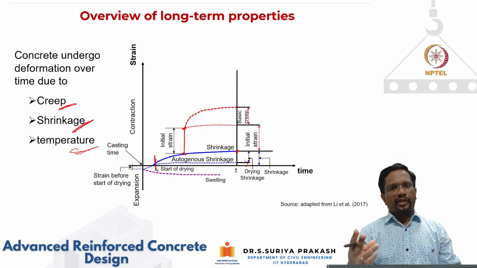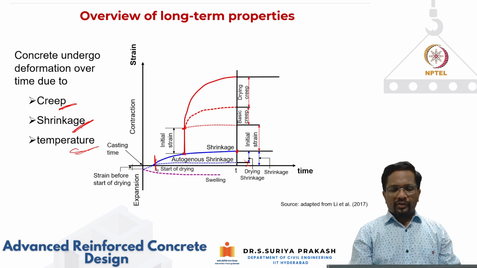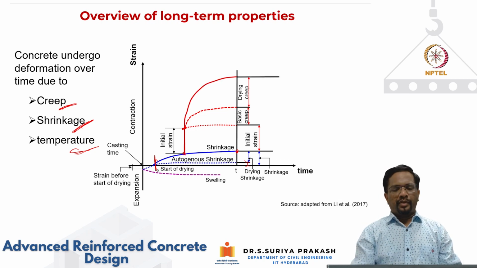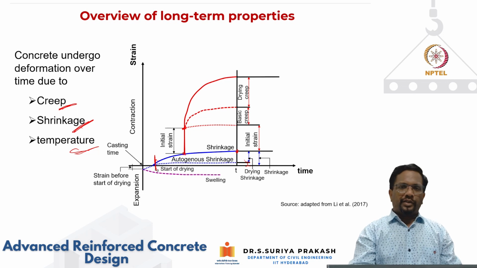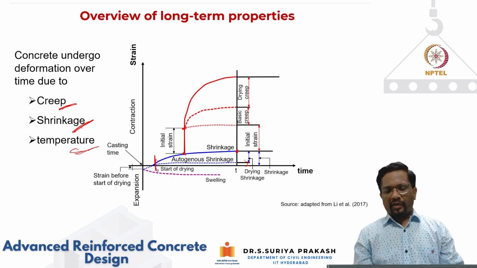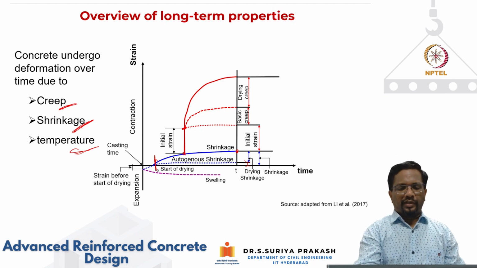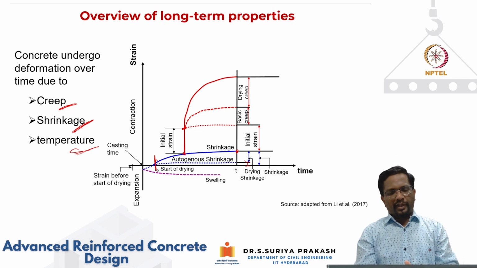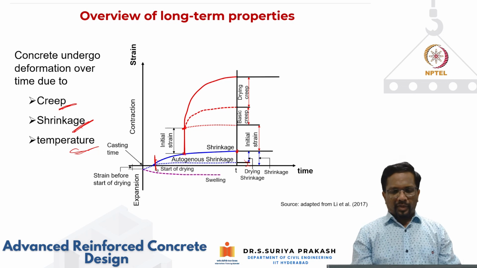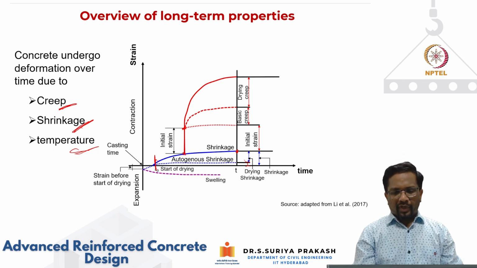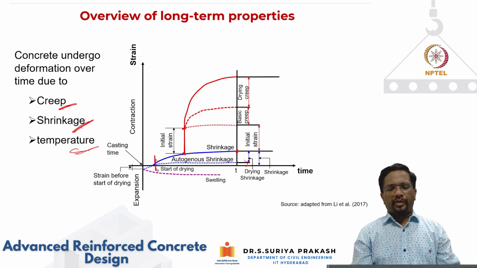Again, creep strains will have two components. One is basic creep, another one is drying creep. So you will have basic creep, and the strain will keep increasing. In addition to that, you also have drying creep that is going to keep increasing. That increase is going to be very high at the initial time, and then it is going to remain constant. We'll talk about what basic creep and drying creep are.